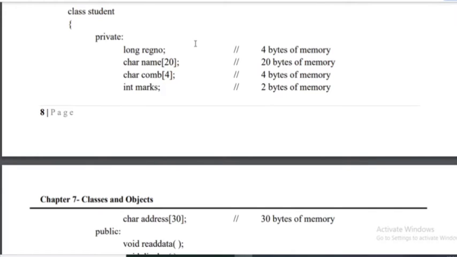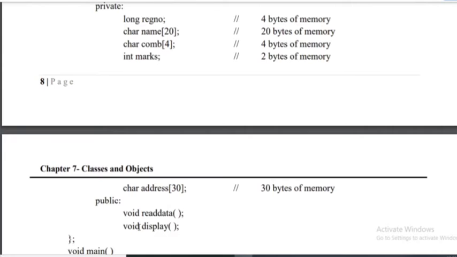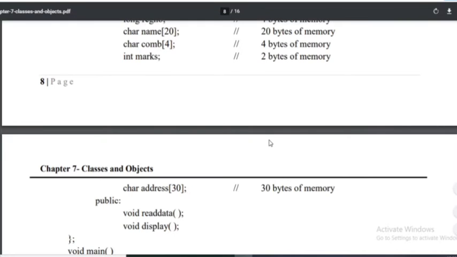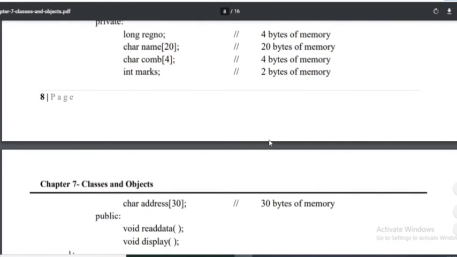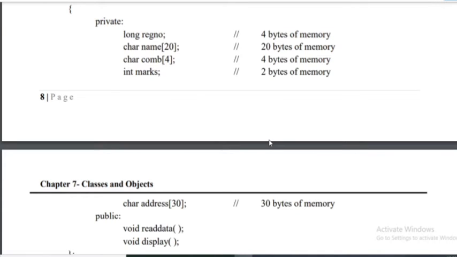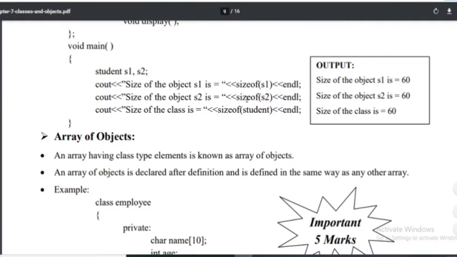Okay, so here is a program. Long consists of 4 bytes of memory. Here char consists of 20 bytes, another char consists of 4 bytes, and int marks is 2 bytes of memory. Here we have another char of 30. So it sums up all the memory space allocated to those data members. Then it displays the size of object s1 is 60, size of object s2 is 60, and size of the class is 60.